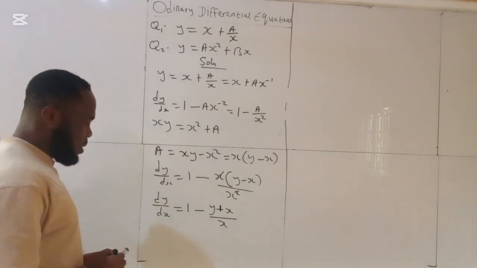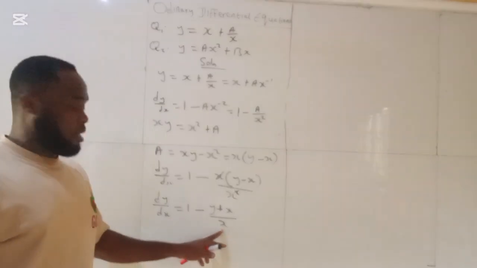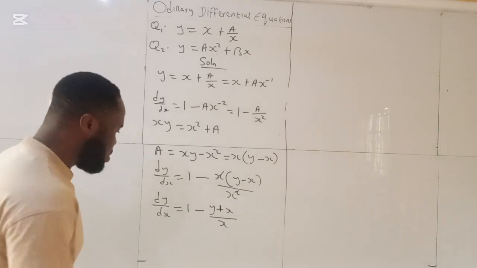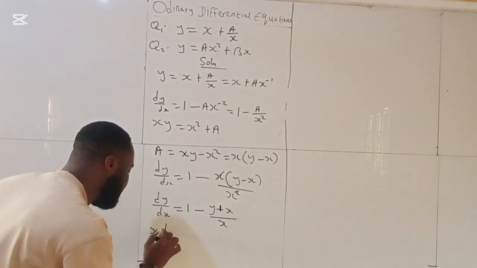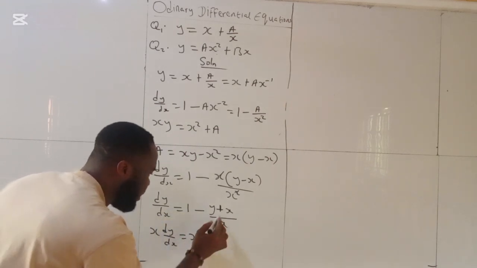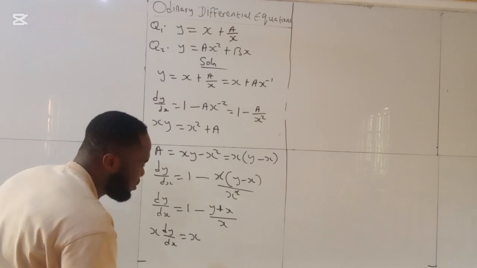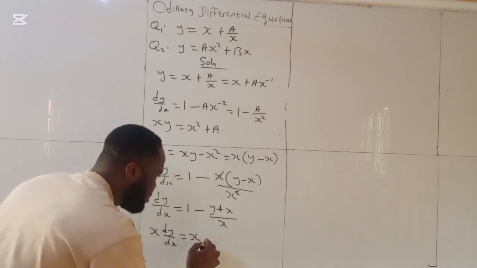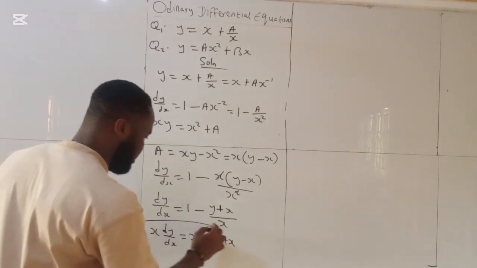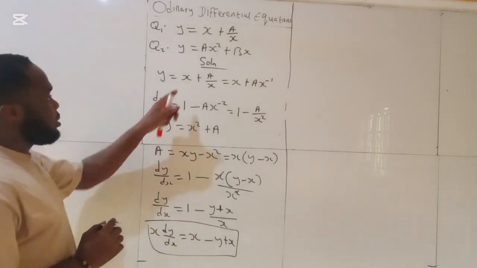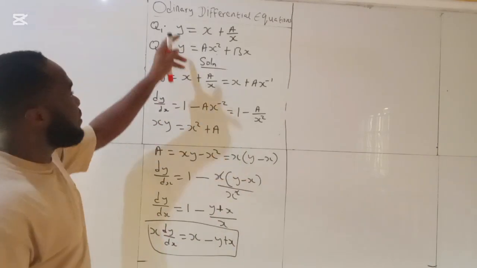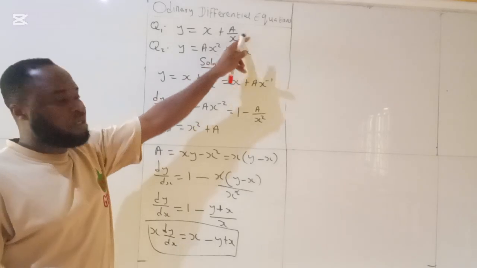Now, to make this more convenient, we're going to clear out this fraction. And how do we do that? We multiply each term by x. So x multiplied, we're going to have x dy dx is equal to x times this, we have x. Okay? x times this, x will cancel x, we're left with minus y plus x. Okay, so this is the differential equation formed from this given function. That means when you solve this, you're going to have this as your solution.